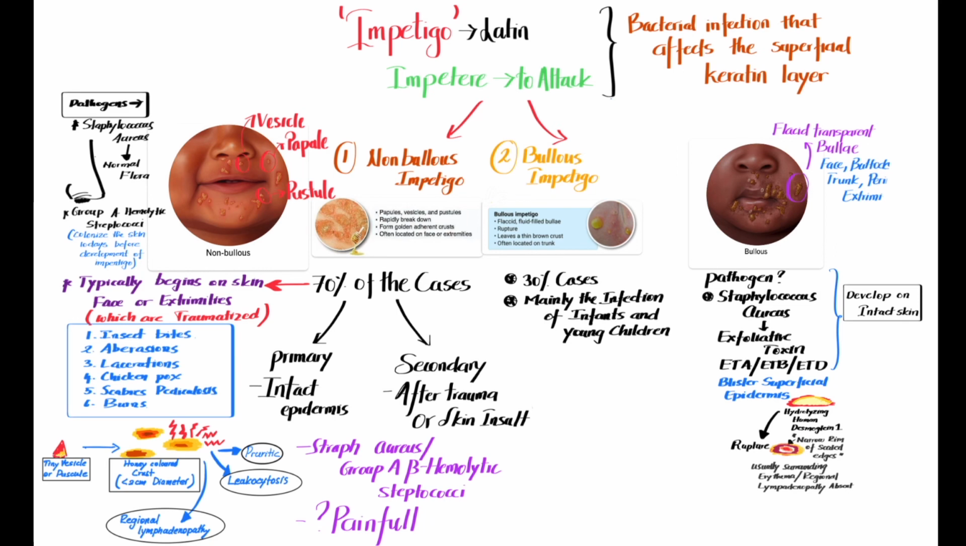Impetigo is actually a bacterial infection of the superficial skin. The superficial skin, which is above the dermis, the epidermis, that is the keratinized layer. So this impetigo is the infection of the keratinized superficial layer of the skin.